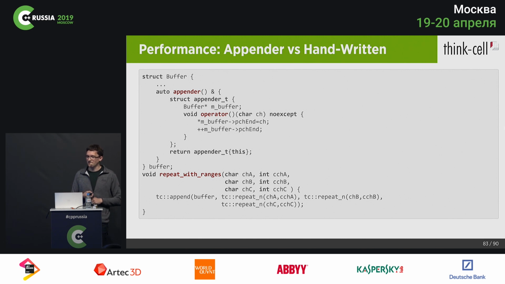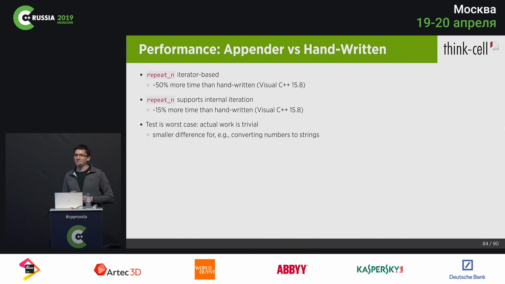And we are using the range framework. We're saying tc append to the buffer, which will use the appender that we have there. And we're using repeat n to basically say, OK, n times A, n times B, n times C. So the outcome here is that if we have this iterator-based range algorithm that uses external iteration, it's already 50% slower than handwritten code, which is still kind of OK.